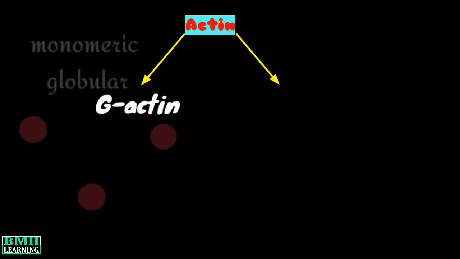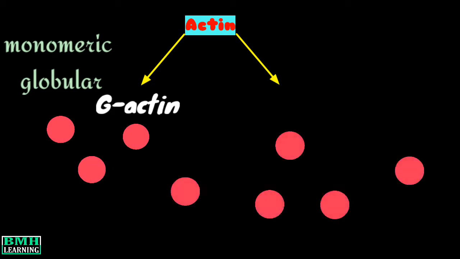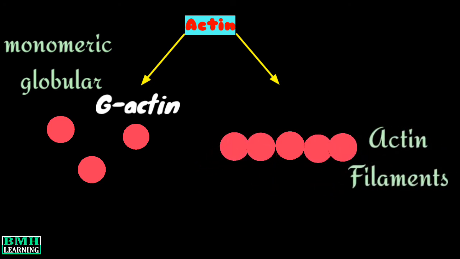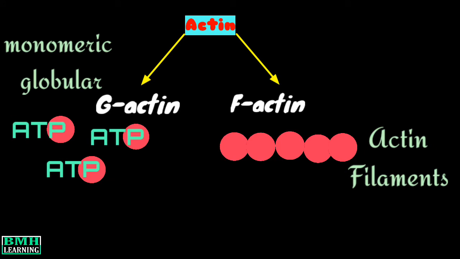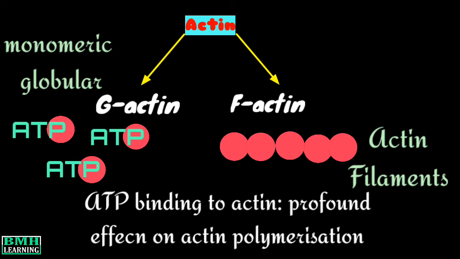In the cell, the actin is found in two forms. First is the G-actin, the monomeric globular form of actin. Now, the G-actin monomers polymerize to form actin filaments, and this filamentous form is known as F-actin. The G-actin is generally bound to ATP nucleotide. The ATP binding to the G-actin has a profound effect on the actin polymerization. We will exploit this property as the lecture proceeds.